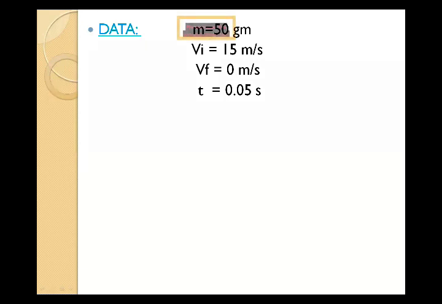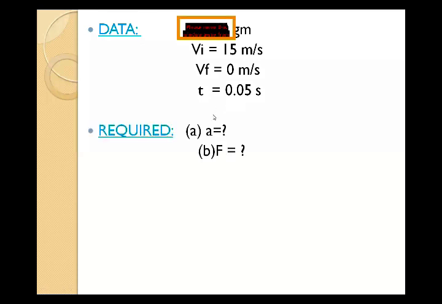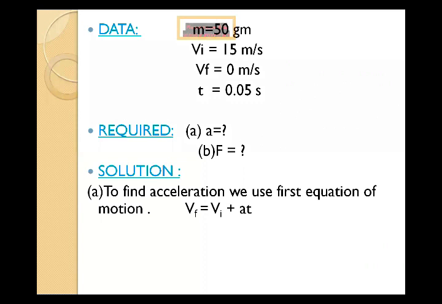As I told you, they have written in the numerical that it is uniformly brought to rest, it means its final velocity will become 0, and the time is given, that is 0.05 second. Now the required quantity is, in the first part, acceleration, and in the second part we have to find the force. So, to find the acceleration, we use the first equation of motion. Whenever we use the equations of motion, remember students that it depends upon the given data, what we can use to find that value.